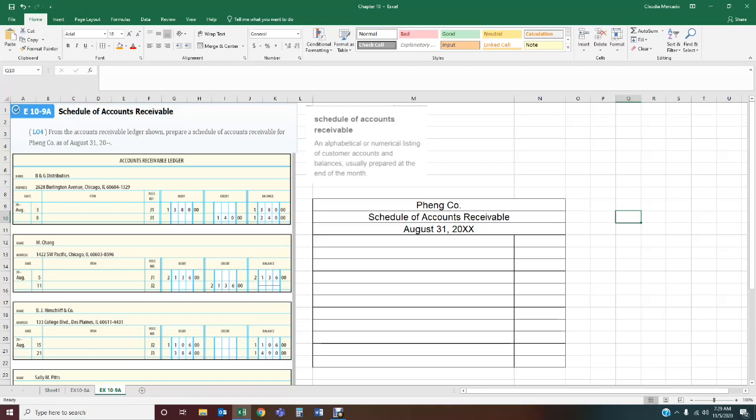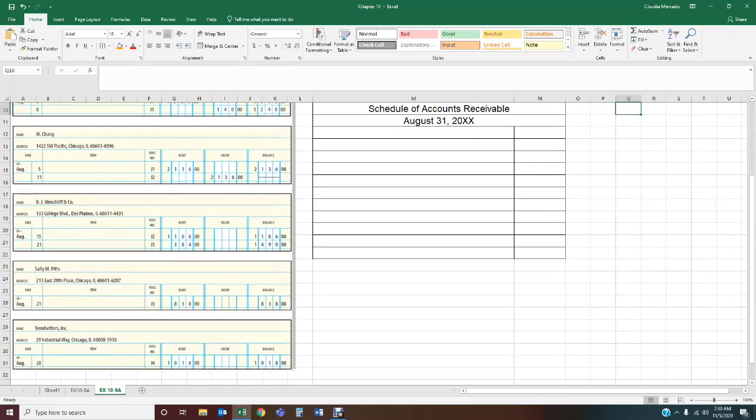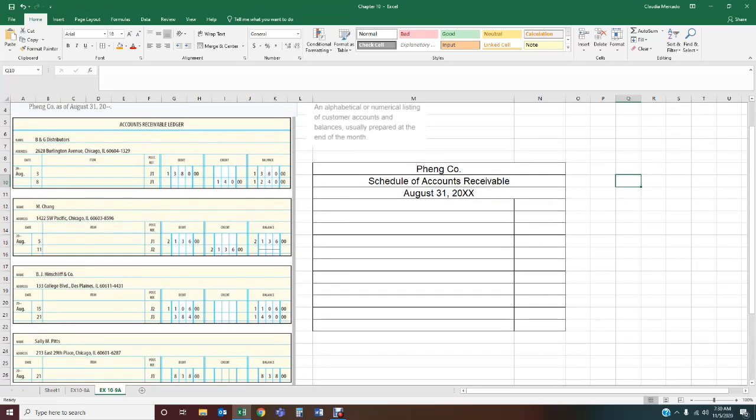It's basically listing all of the customer balances in alphabetical order and their ending balances. This report is going to show us how much in total people owe us and who owes us what. So we're going to go through the list and figure out which one goes first and which one goes next. This one starts with a B. Well, this one we really don't care because it has a balance, but it's M. Chang. And then we have another B here, but this is BJ and this is BG. And then we have Sally Pitts. And then we have Trendsetters.